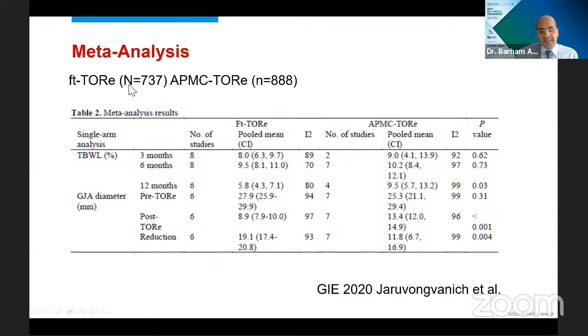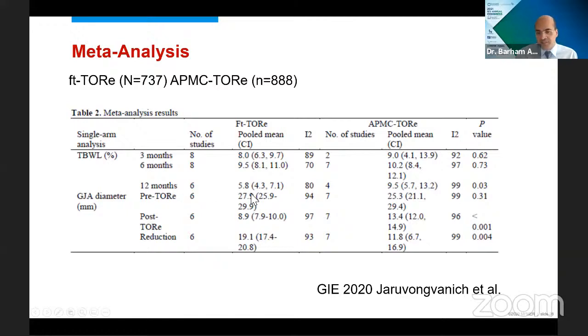So here we see 737 patients that had a full thickness OverStitch TORE procedure versus 888 patients that had the APC version without the suturing. Now, the caveat here is the OverStitch is one procedure rather than 2 or more procedures with the APC. So keep that in mind when we talk about the results.